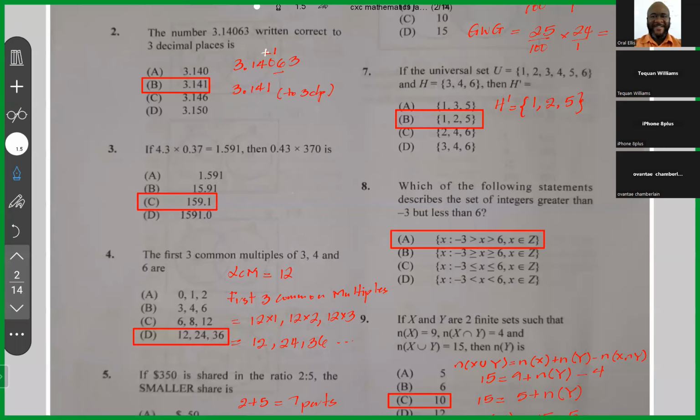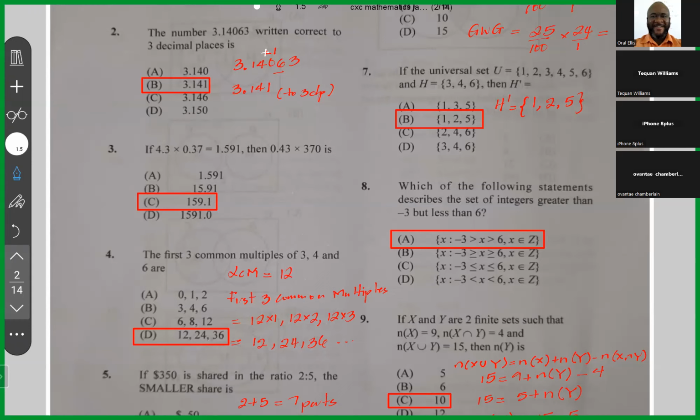Number 3. Number 3 says 4.3 times 0.37 is equal to 1.591. Next, we're asked what is 0.43 times 370. Now, a question like this, what I normally say to students is I don't work it out. What I do is reason it out.